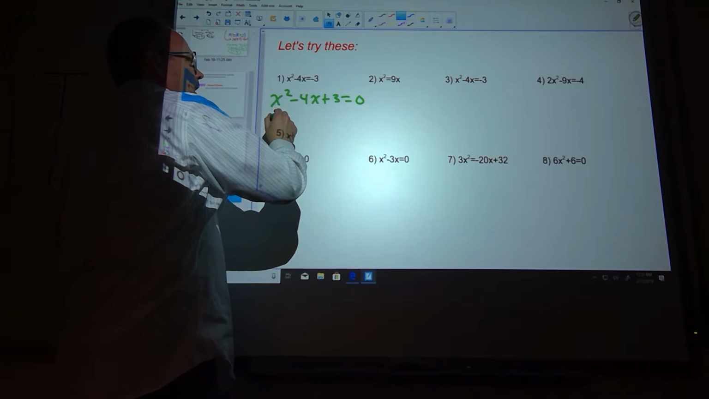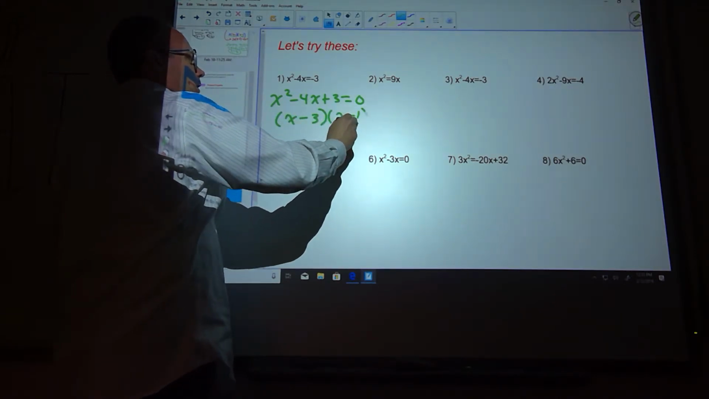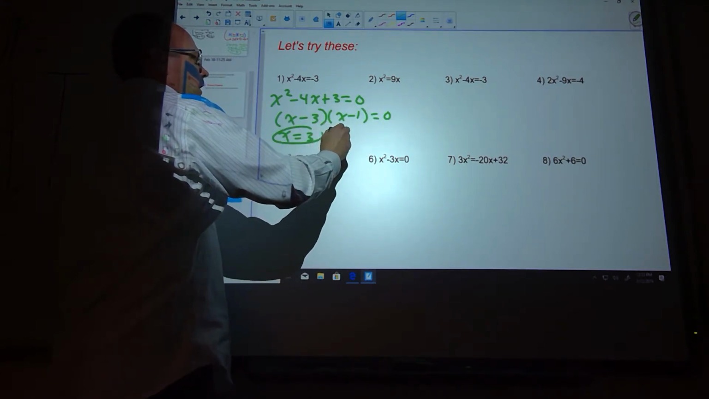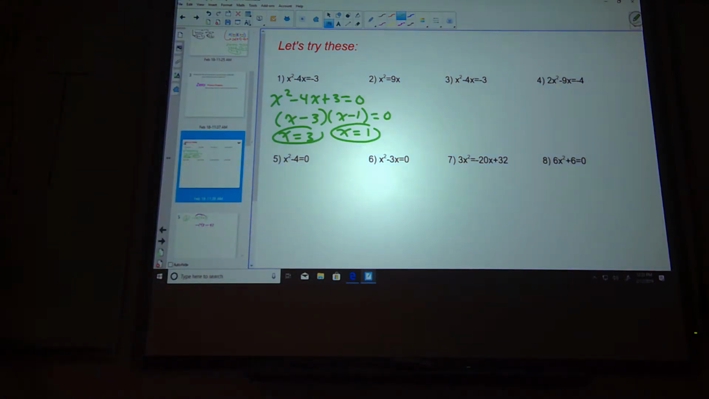And if you factor it, you might get x minus 3, x minus 1. And those are equal to 0. So x equals 3. X equals 1. Done. I just didn't go through the long way to factor it.